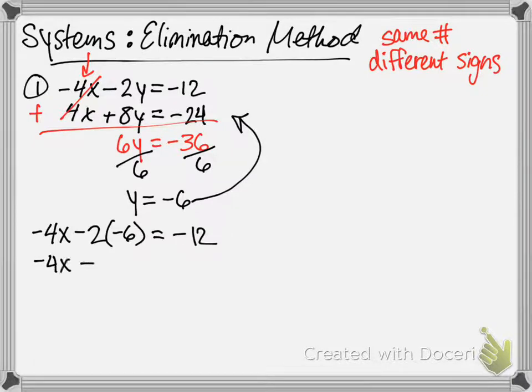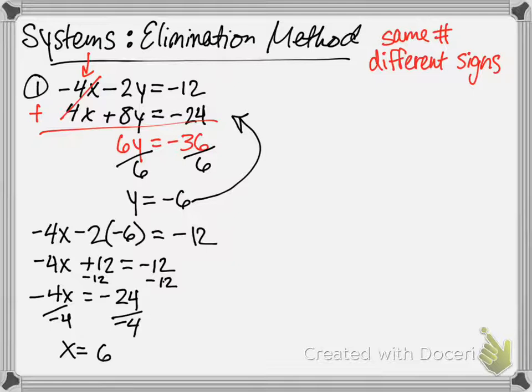Now I have a regular linear equation that I'm going to solve. So we simplify. Be very careful with your signs on these types of problems. Now I have to move the 12 to the other side. And then last step, divide by that negative 4. So we get a positive 6 for the x value. So for our final answer, we have a positive 6 and a negative 6. This is the most basic type of elimination problem where you already have the same number and different signs.